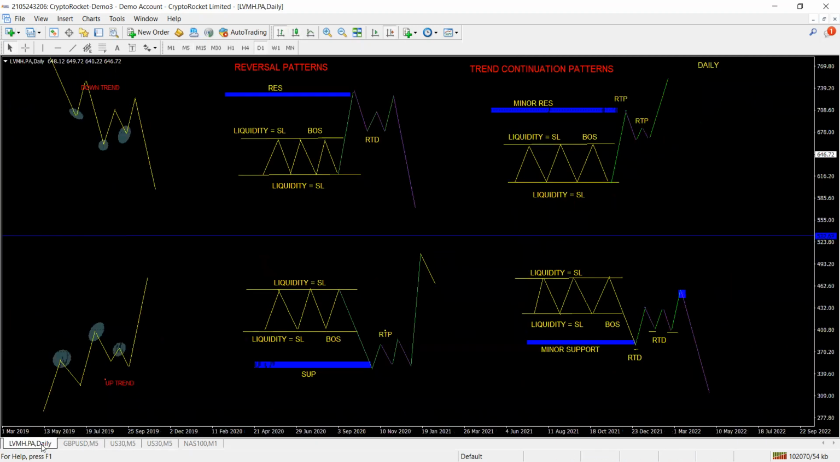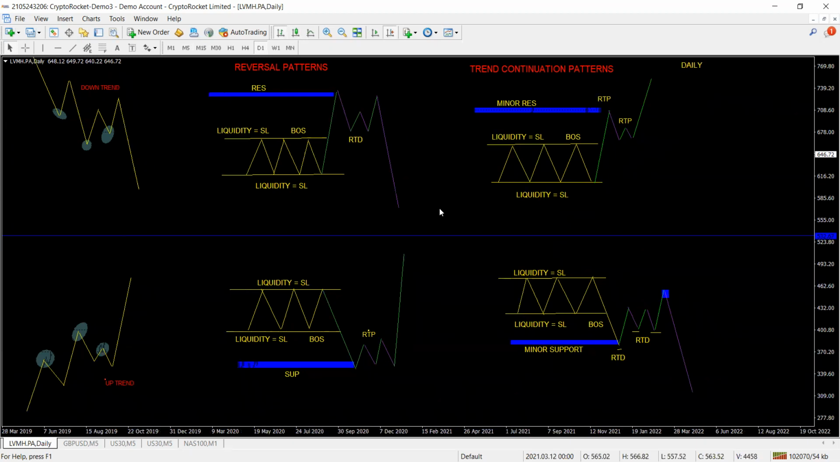All right. So hopefully you guys got a good idea of what you're going to be looking for. These are the 4 patterns that I teach. So hopefully, this is an eye opener for you guys.